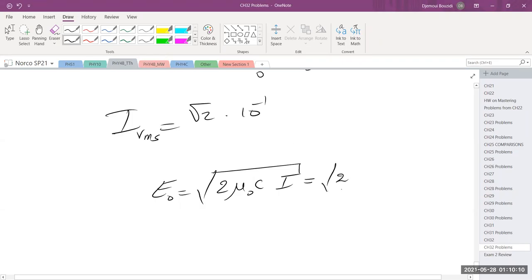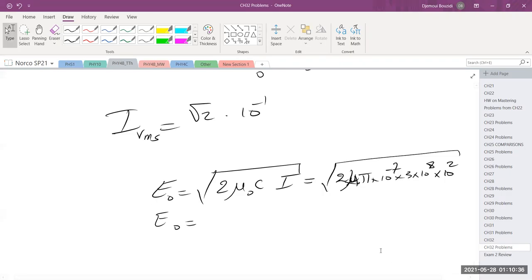So that is square root of 2 times mu naught, which is 4 pi times 10 to the negative 7, times the speed of light, which is 3 times 10 to the power 8, times the intensity they told us. And the intensity they told us in this problem is 100 watts per meter squared, 10 to the power 2, under the square root. So let me find that electric field because I need this value in here. So it's square root of, open parentheses, we have 2 times 4 pi times 10 to the negative 7 times 3 times 10 to the power 10, because 10 to the power 8 and 10 to the power 2, it's 10. Okay, close the parentheses.